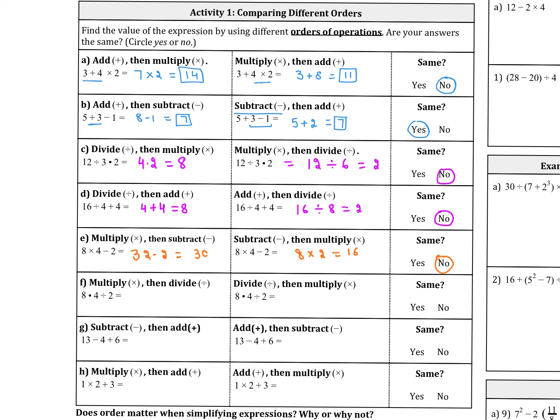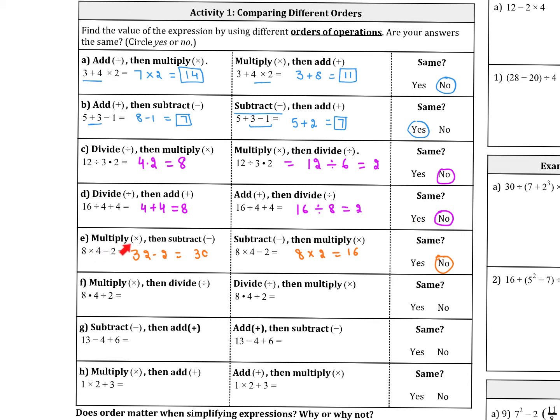You can see that for letter C, you're going to use division first and then multiplication. So you divide 12 by 3, which is 4, times 2, and that's your answer, 8. If you multiply first, 3 times 2 is 6, and then divide, 12 divided by 6 is 2. Your answers are not matching. Similarly for D, 16 divided by 4 is 4, and then you add 4 plus 4, which is 8. In this case, if you add first, you get 8, and then 16 divided by 8 is 2. The answer is not matching.